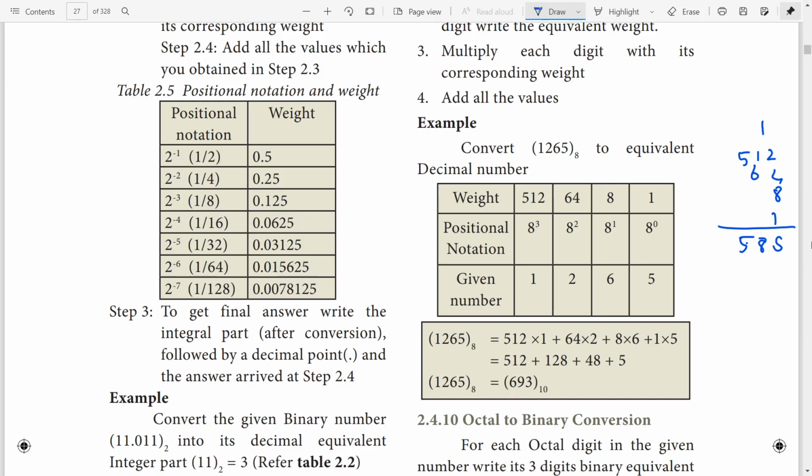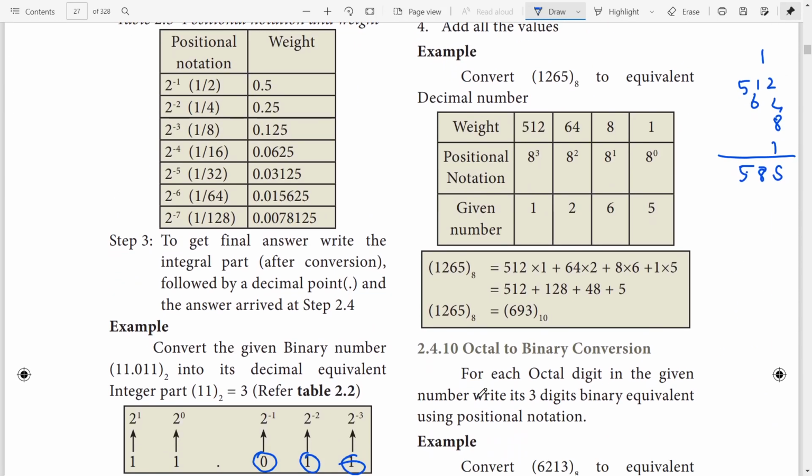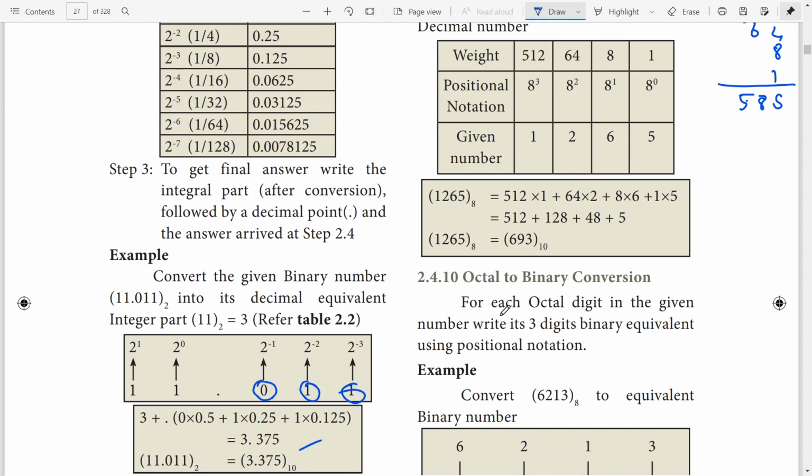So conversion to decimal. This procedure is wrong. First listen. So the value is given as 5, 6, 2, 1. So you are going to multiply 5 by 1, 6 with 8, and 2 with 64, and then you are going to add. This is its equivalent decimal value, octal to decimal conversion.